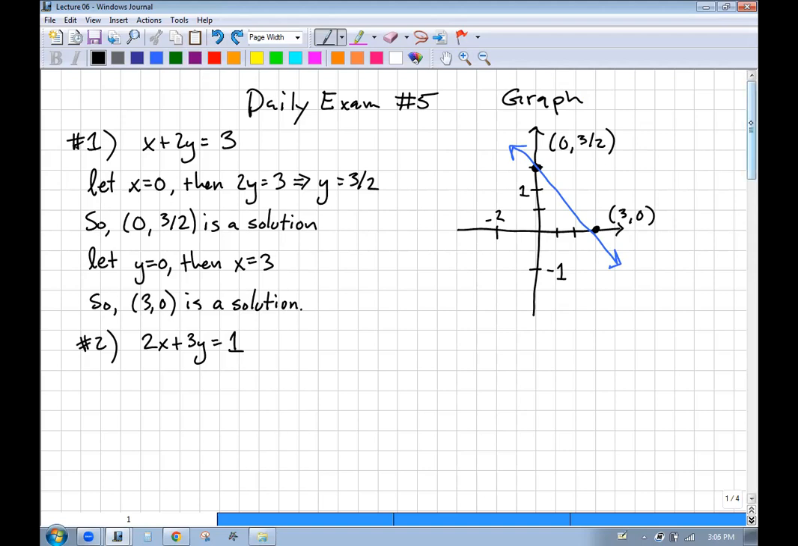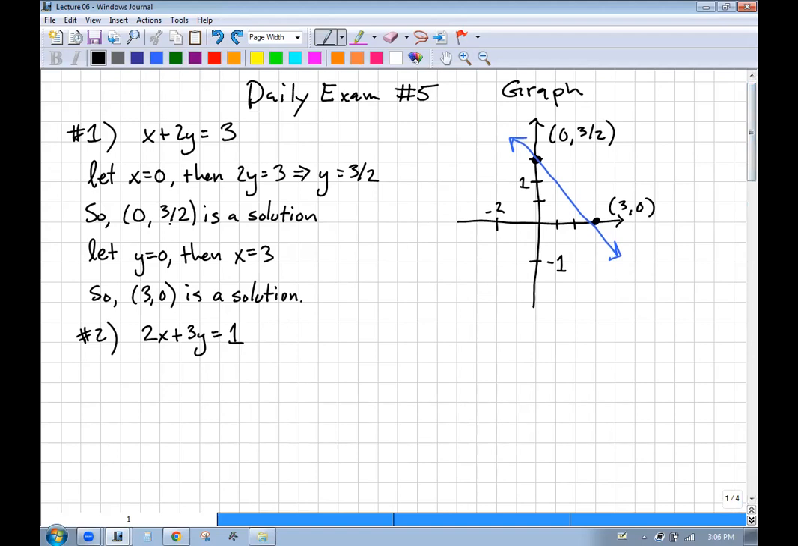So let's look at number 2 here. So this one up here, I did the intercept method. We call it that because we found the x-intercept and the y-intercept, meaning the point where our line crosses the x-axis. This is where it intersects the x-axis. This point is where it intercepts the y-axis. That's why it's called the intercept method.